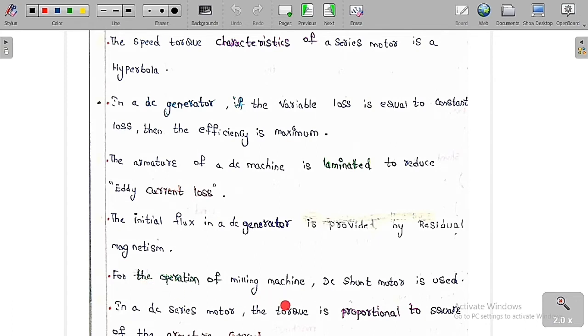For the operation of milling machines, a DC shunt motor is used. I have already told you, the main advantage of a DC shunt motor is that from no load to full load, the change of speed is very less, so we can call it a constant speed motor. In a milling machine, we need to drive the belt at a constant speed. Whenever a constant speed application is needed, definitely we have to use the DC shunt motor there.